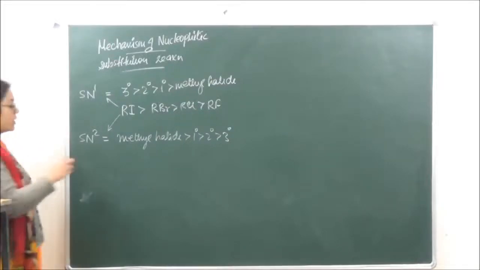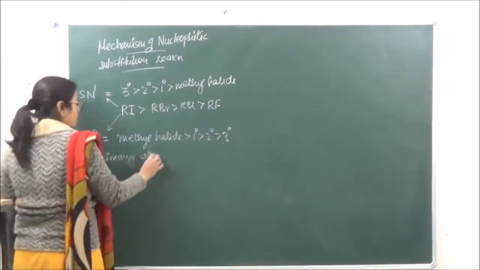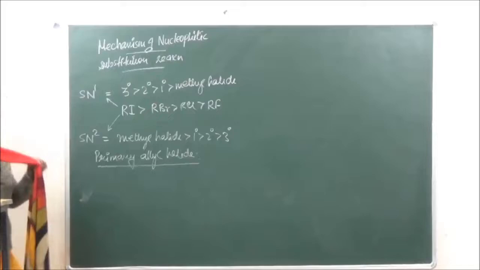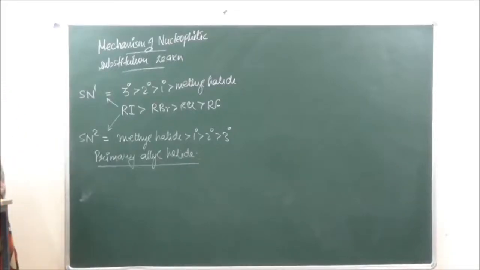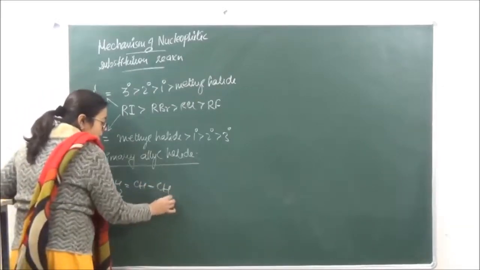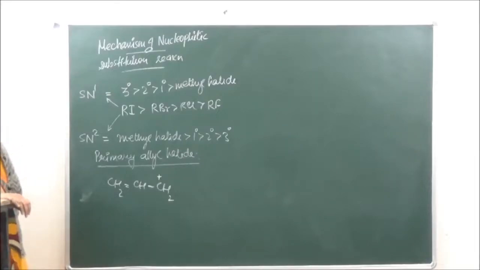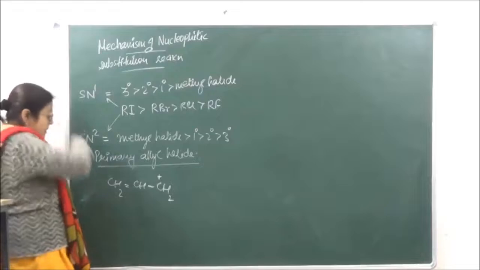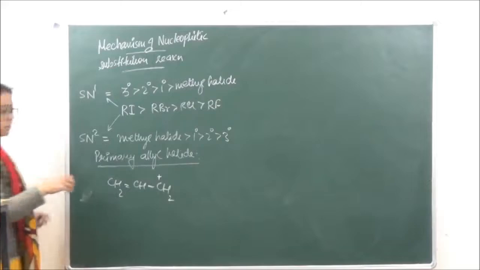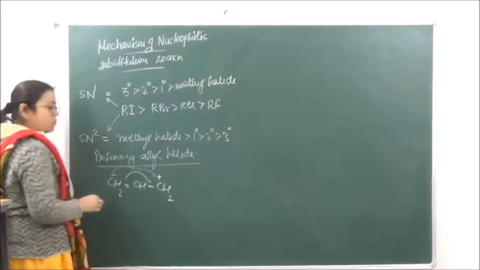So let's understand what your primary allyl halide is. Primary allyl halide is your CH2 double bond CH2 positive. This is the primary allyl halide carbocation. Now this is going to be resonantly stabilized. How? The double bond that is here is going to shift to this position and the positive charge will shift to this position.